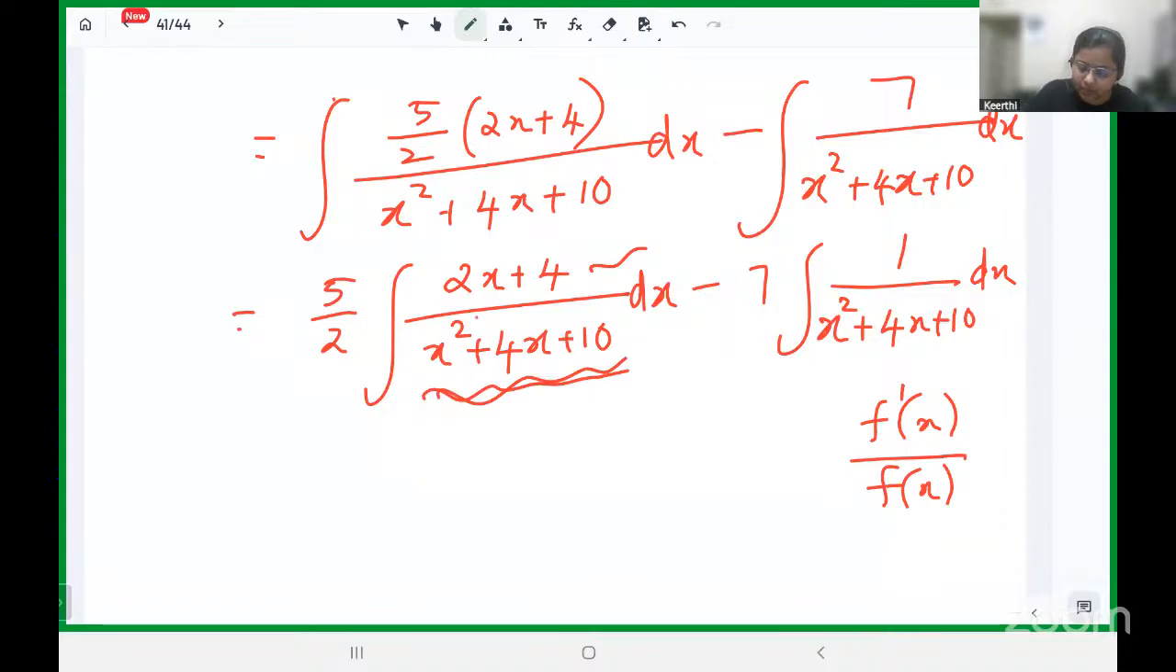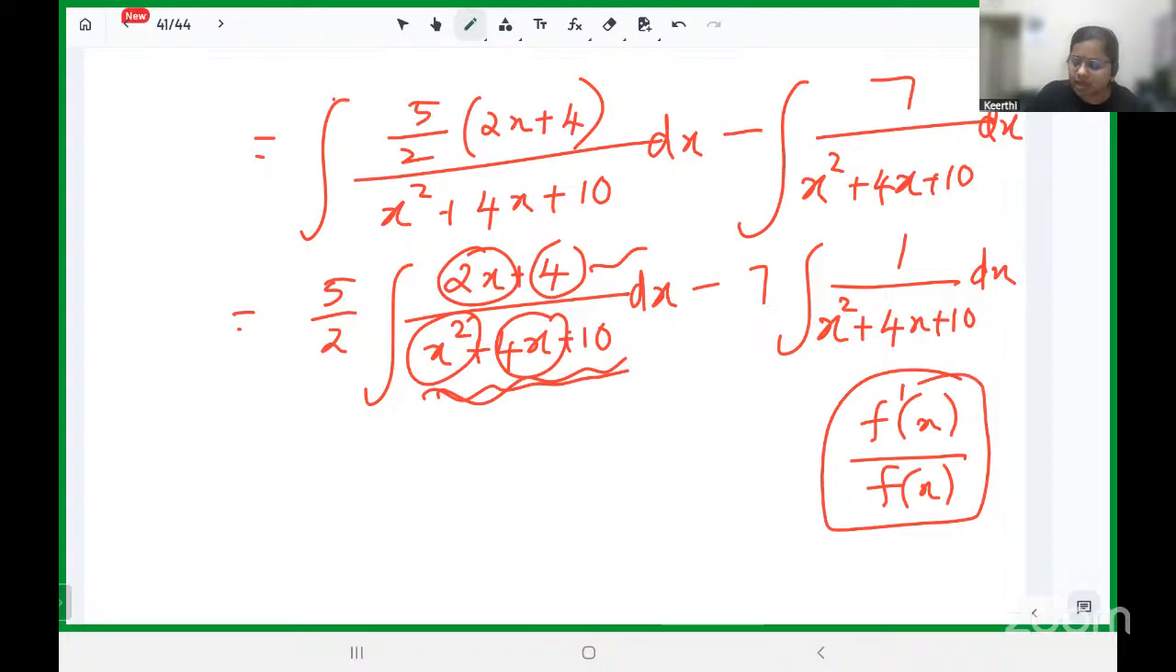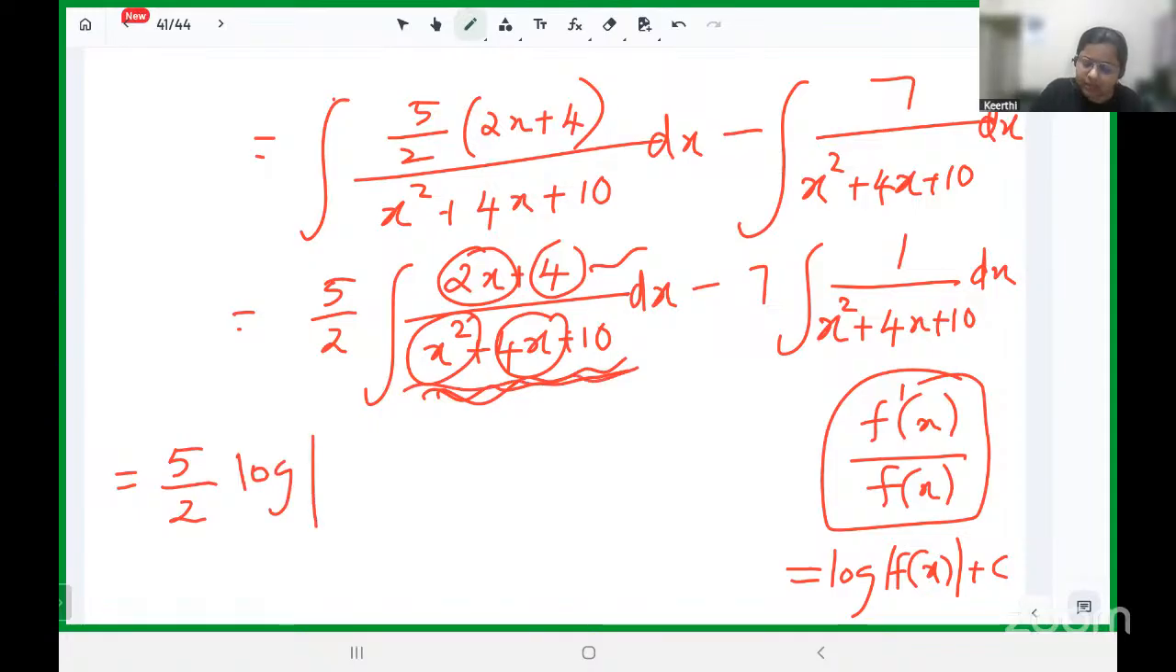What is the derivative of x square? 2x. What is the derivative of 4x? It is 4. So here it is of the form f dash of x by f of x. And what is the result? Log mod f of x plus c. Okay, so the first one we can write as 5 by 2 log mod. What is f of x here? The denominator. It is x square plus 4x plus 10.